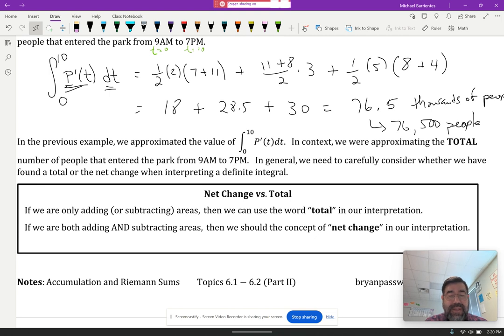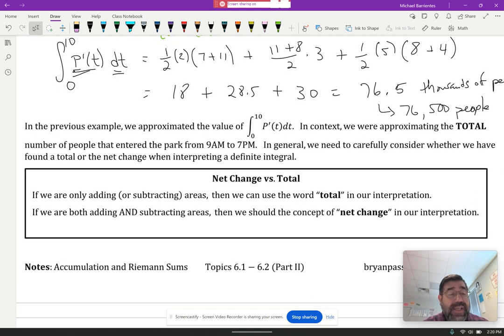And so in the little box here you get a nice synopsis. If you're only adding or only subtracting areas, if you imagine the function graph, and the areas are all above the x-axis, they're all positive, or the areas are all below and they're all negative, then we can say this is the total amount of that quantity. But if we're putting together positive and negative, then we're really getting the net amount, the leftover amount. And so we have to say that's really the net change of whatever it is we're talking about.